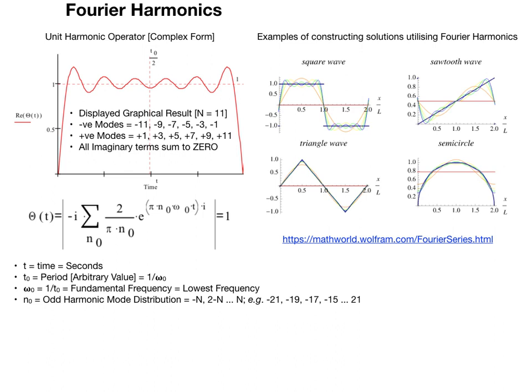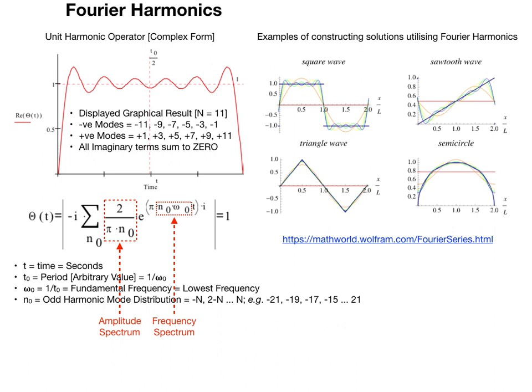This means that the graph you're seeing was plotted by adding the first 12 harmonics. Because the harmonic distribution is double-sided and odd, the harmonics plotted are written on the illustration as negative and positive modes. Moreover, it's important to note that the unit harmonic operator is represented in complex form. Consequently, all imaginary terms sum to 0. Only the real terms remain. The unit harmonic operator is embedded with two spectra, an amplitude spectrum and a frequency spectrum. The magnitude of the amplitude spectrum decreases asymptotically to zero and the magnitude of the frequency spectrum increases linearly to infinity.